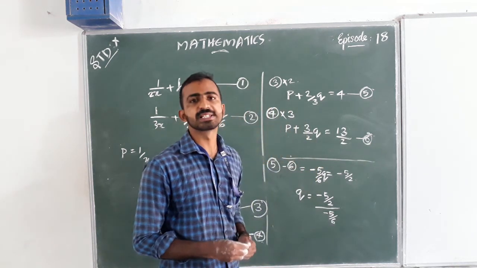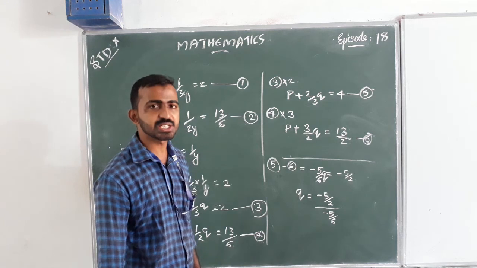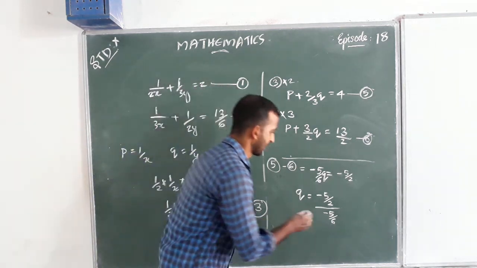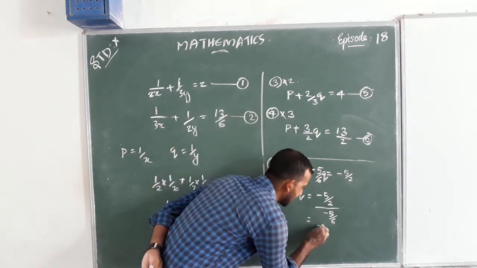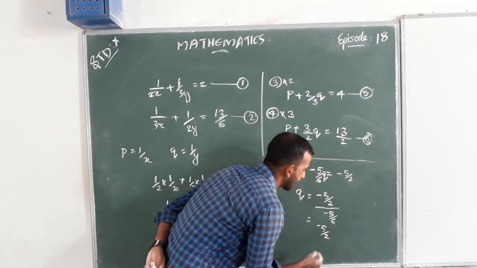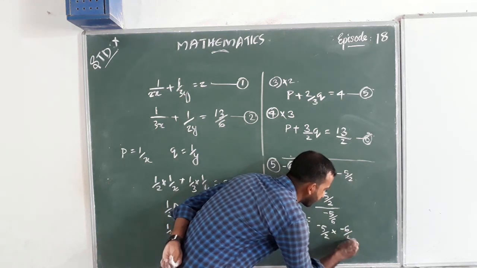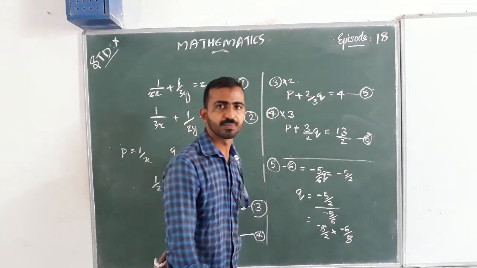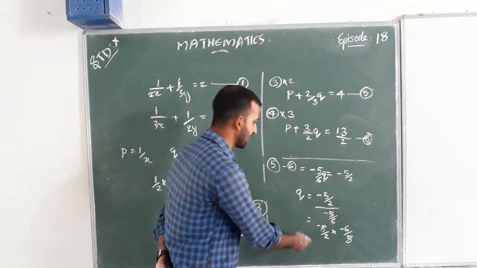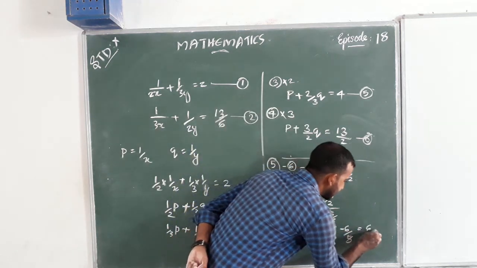That is negative 5 by 6. What is the division of two fractions? We take the reciprocal of the number. That is negative 5 by 2 into negative 6 by 5. We can cancel 5 and 5. When we simplify, we get 6 by 2.